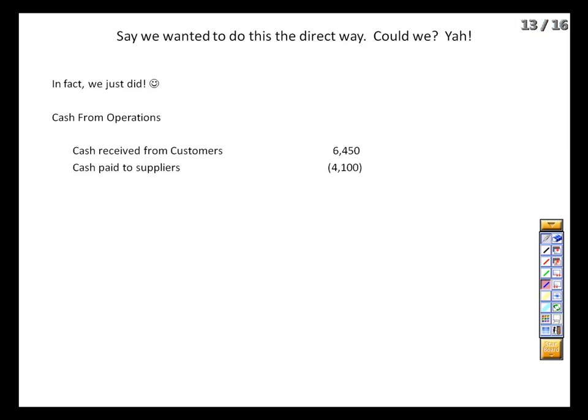So what if we wanted to do this the direct way? Could we? Well, yeah. In fact, we just did. We just went through and said who paid us and how much. Our customers paid us $64.50. Whom did we pay? We paid our suppliers $4,100, and we paid for operating expenses. How much? $950. So we end with operating cash flows of $1,400, and the rest of the statement is the same, since the choice of indirect or direct method only affects the operating section.